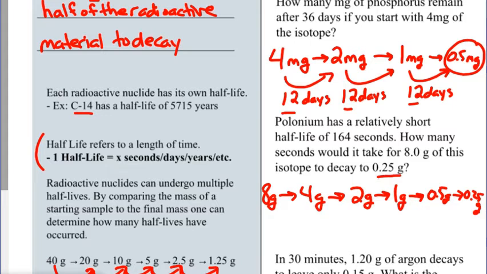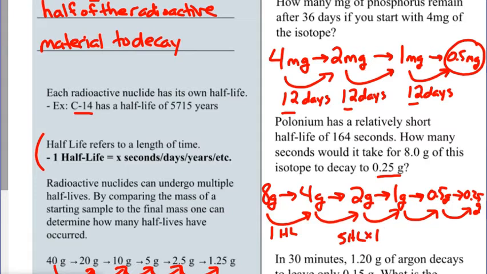So the trick here, not really a trick, the one thing you've got to watch for is how many actual half-lives occurred. From 8 to 4, that's only 1 half-life. 4 to 2, second half-life, third, fourth, fifth. So we had 5 half-lives occurring, and each half-life was 164 seconds. So we would need to multiply 164 by 5 to get that it would take in total 820 seconds in order for 8 grams to decay down to 0.25 grams.